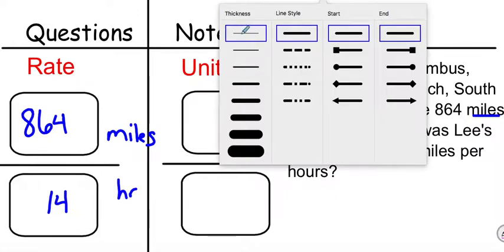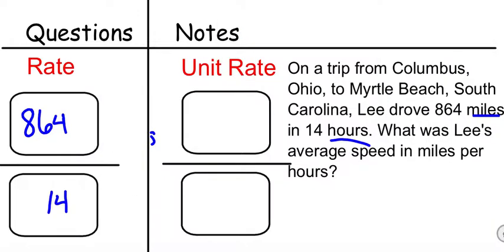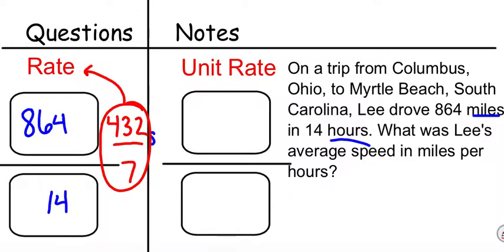And in reducing them, I know they can both be divided by 2. And in dividing it by 2, I'm going to get 432 over 7. So this here would be my rate. I started with the 864 over 14 and reduced it to 432 over 7. So what did that mean? That I could drive 432 miles in 7 hours. But that still does not get me to a unit rate. So I have two options.